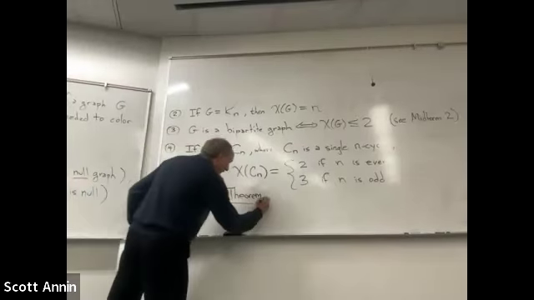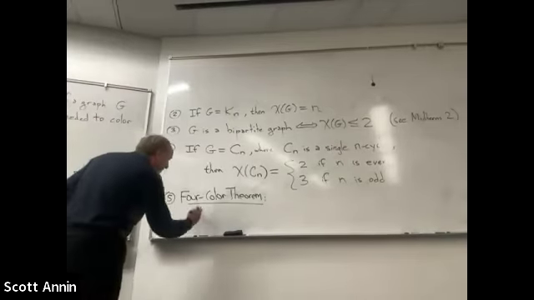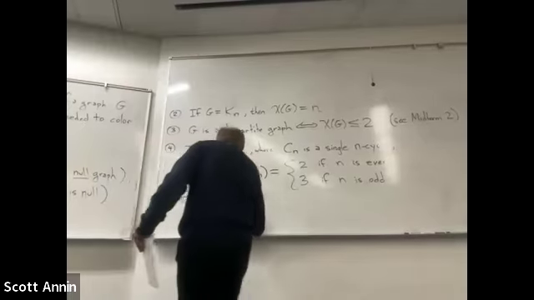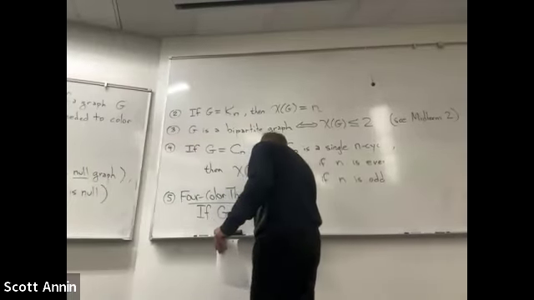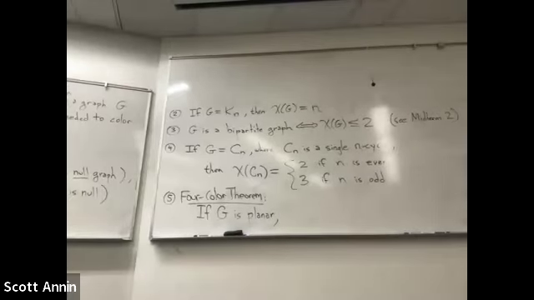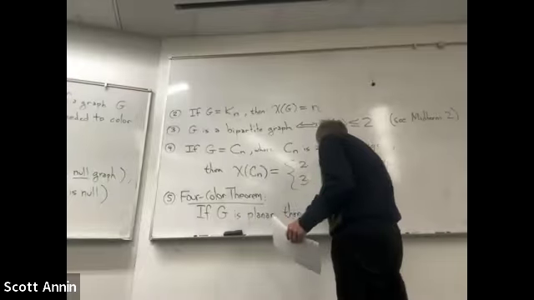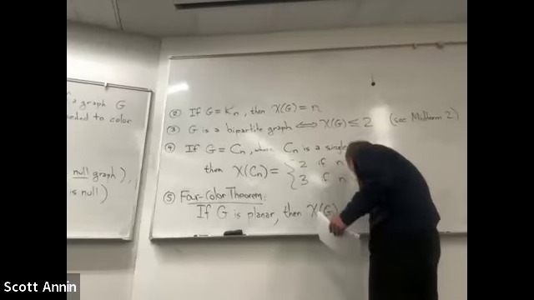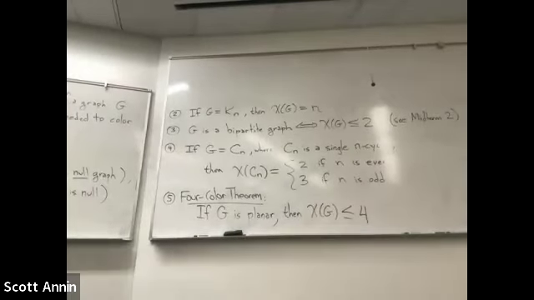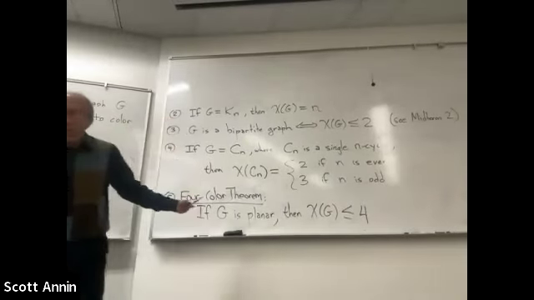And this is kind of interesting. The 4-color theorem is a famous result that says that if G is planar, so if I can draw my graph without having any crossing edges, then you should be able to color it always with no more than 4 colors. That's the 4-color theorem. You can always do this. This was not an easy result. This is actually very difficult. We certainly are not going to prove it.